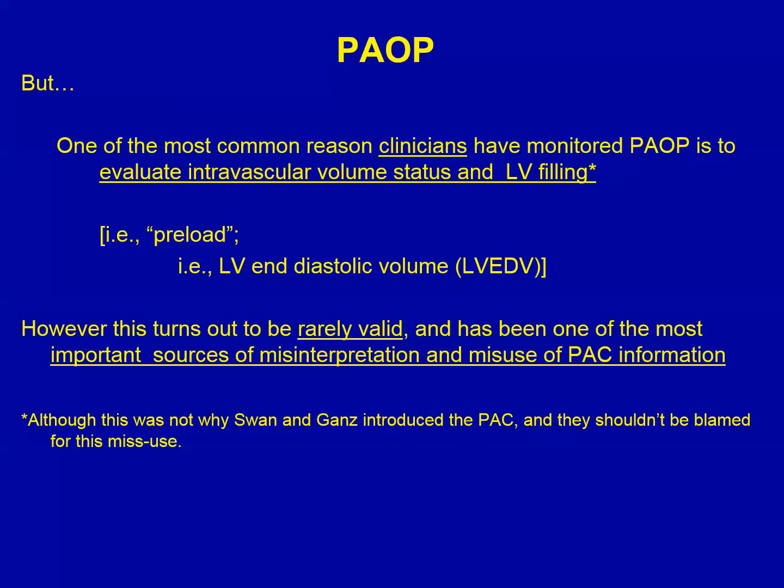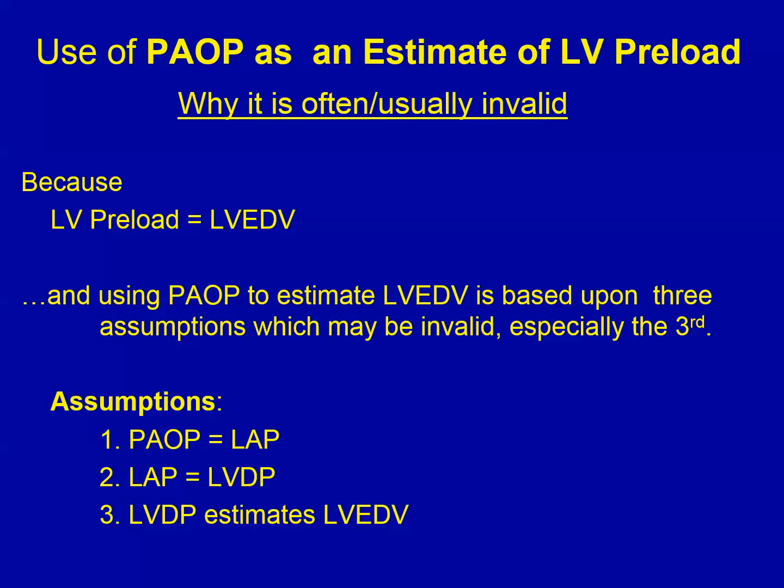Unfortunately, one of the reasons that many clinicians used the pulmonary artery catheter was to evaluate intravascular volume, assuming that the pulmonary artery occlusion pressure was a good clue to filling of the left ventricle. However, this turns out to be rarely valid and has been one of the most important causes of misinterpretation and misuse of the pulmonary artery catheter.